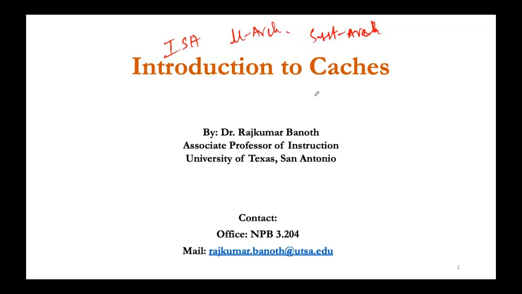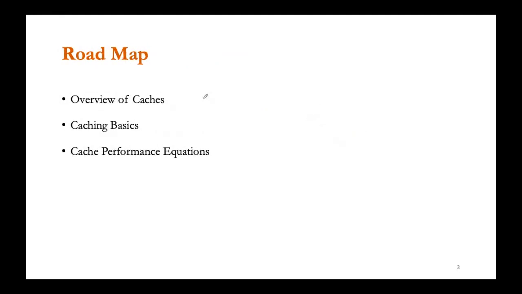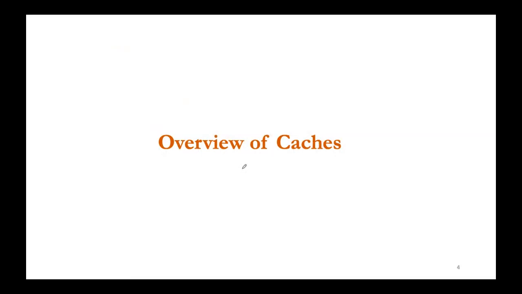In this case, follow chapters 7.2 and 7.3 from the first book, and appendix B from the second book. Most of the content will be taken from these two. Here we are going to talk about the overview of caches, caching basics, and cache performance.